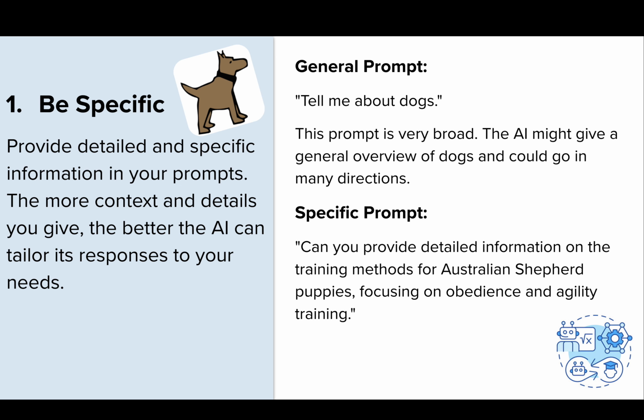Number 1, be very specific. The more context and details you provide, the better responses you'll receive. Here's an overly simplistic example, maybe, where there's a general prompt, tell me about dogs. That prompt is obviously too broad. A specific prompt could be about a specific breed or an area that you want to learn about relative to dogs, like obedience or agility training.